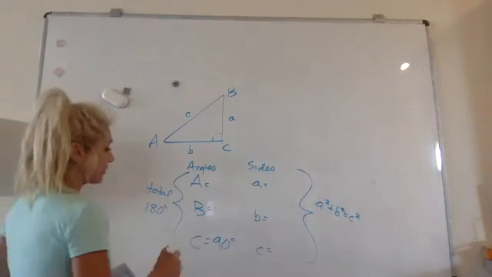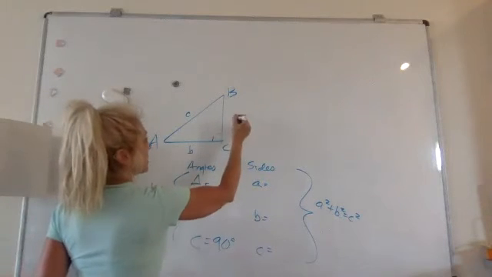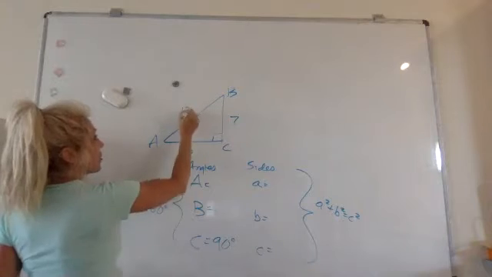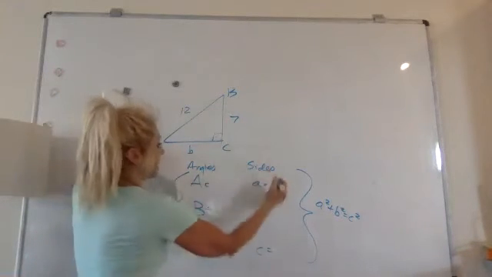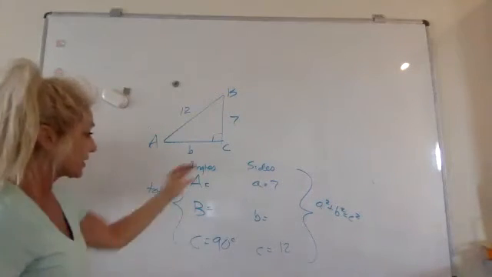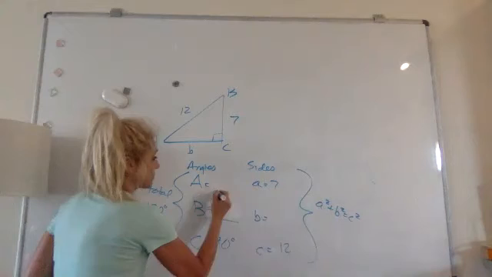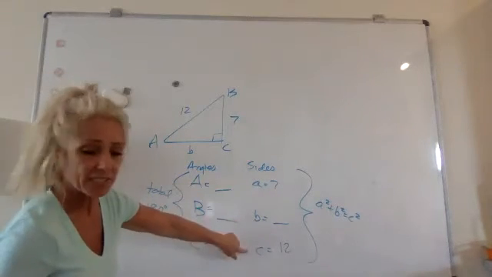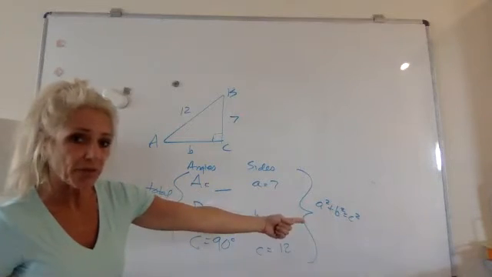So say, for example, that they told us this was 90, and they told me this was, like we did before, a 7, and that this was a 12. I don't know this side, but I know that side A is 7 and side C is 12. So then this is the information I'm given, and I'm supposed to find the rest of these. Well, I already know 2 out of the 3 sides, so I really don't have to use trig. I can go ahead and use Pythagorean theorem.